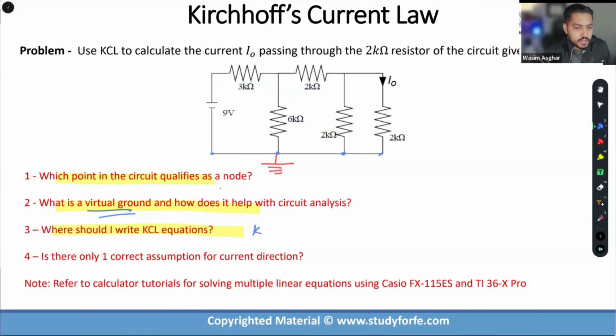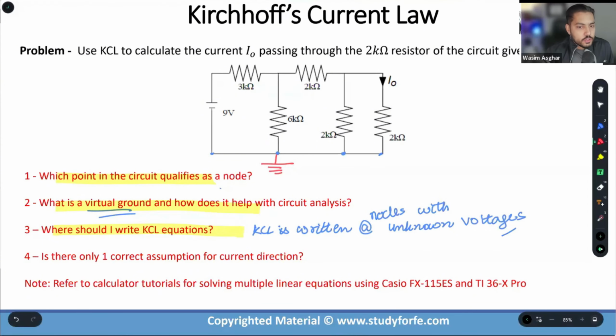Okay, let me write this here. KCL is written at nodes with unknown voltages. Okay. So this common reference is a node, we all agree. But do we know the voltage here? Yes, it's a virtual ground. So this is 0 volts. So there's not much value in writing a KCL over here.